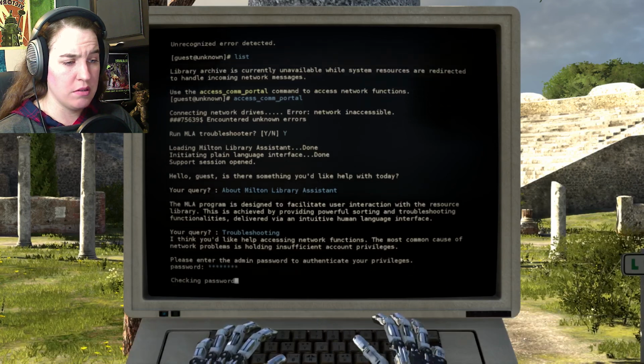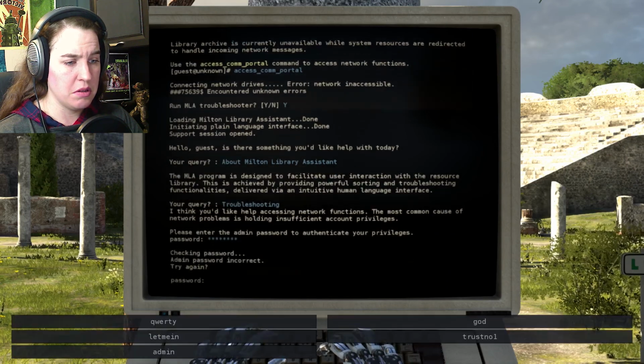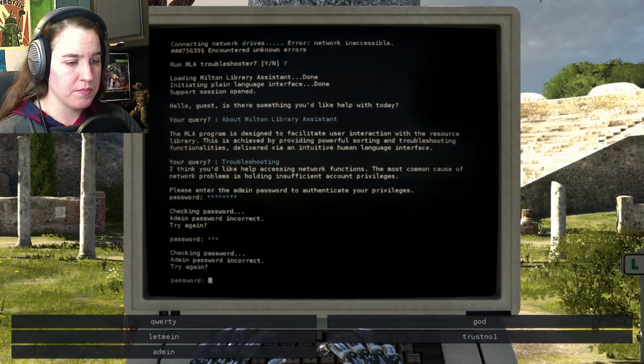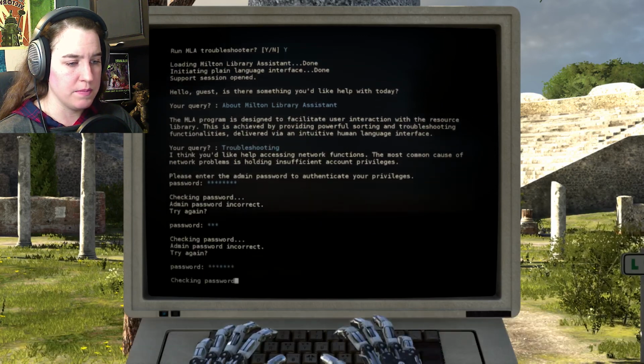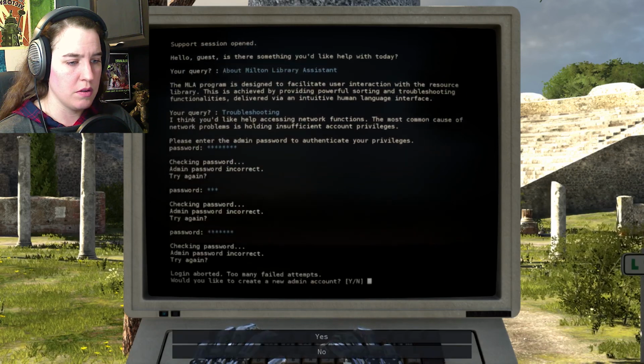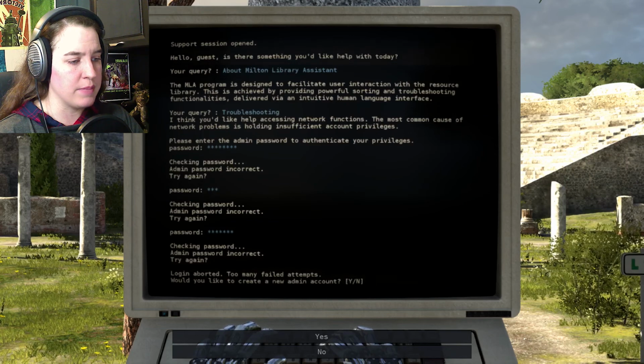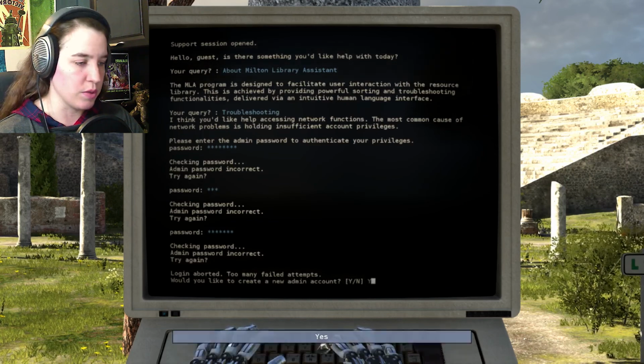Trust no one? Password incorrect. God. Let me in. Too many failed attempts. Would you like to create a new admin account? I'm assuming none of those options were correct.